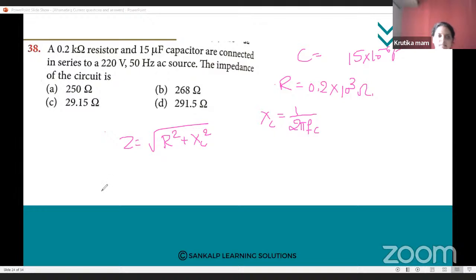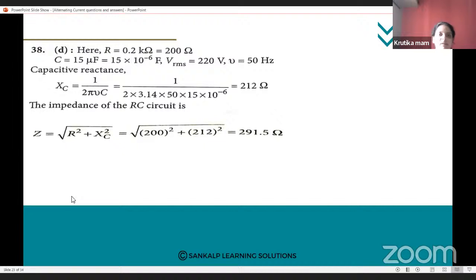Check what is the answer. So this is option D. Already I have told you the steps. Whoever doesn't know can copy it down. I'll wait for a minute.